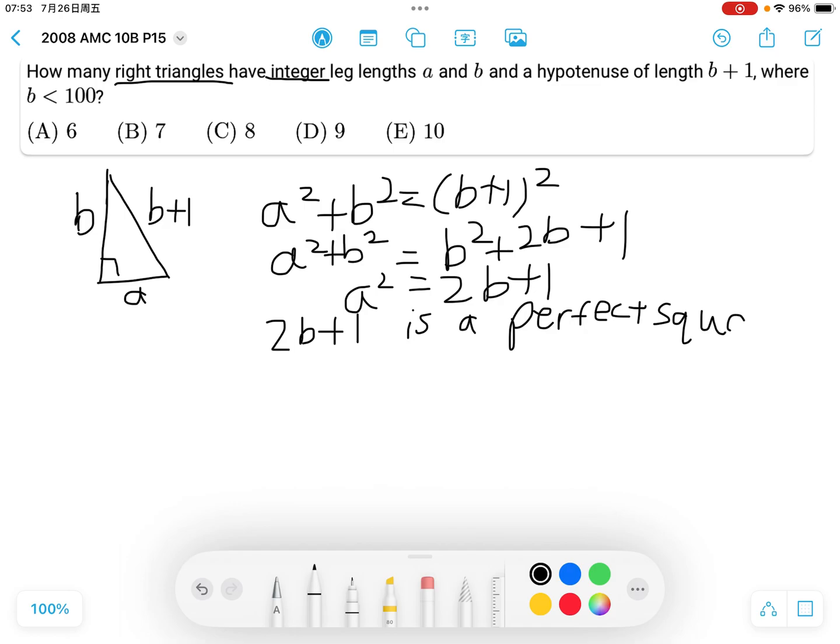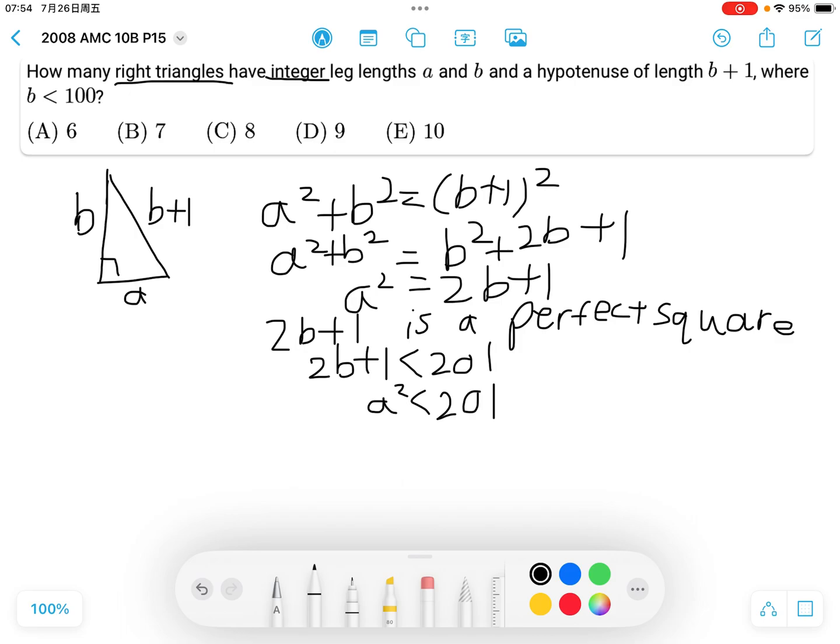Also b is less than 100, so 2b plus 1 is less than 2 times 100 plus 1, which is just 201. So that means a squared is less than 201, because a squared is equal to 2b plus 1, right? So we should know the squares under 200, so we can just try them all out and see which one works.